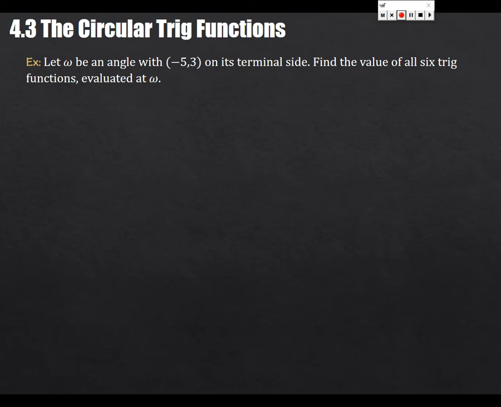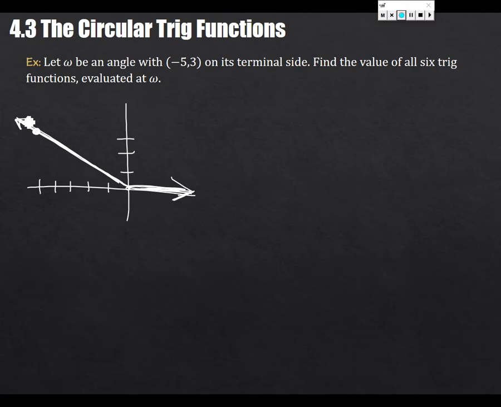All right, that's our favorite letter right there. Omega. Okay, so (-5, 3). Now this is very similar to the picture I had up here a second ago. We're in the second quadrant: 3, 5, 1, 2, 3. So you might start by drawing a picture. There's the picture of omega. All right, we'll find all six trig functions evaluated at omega.